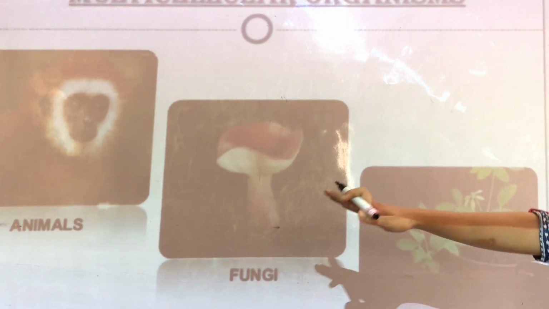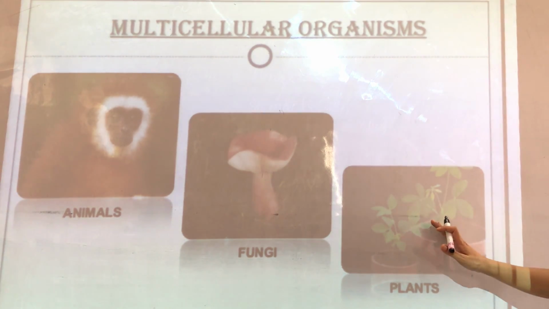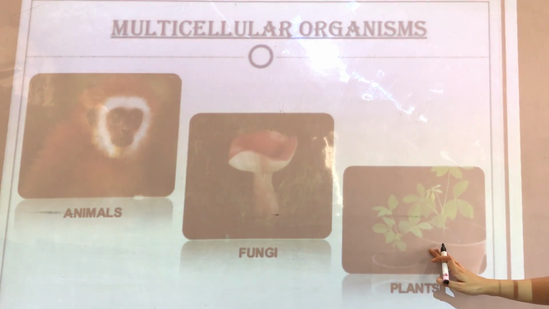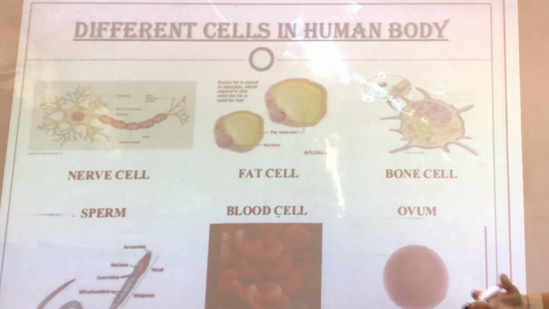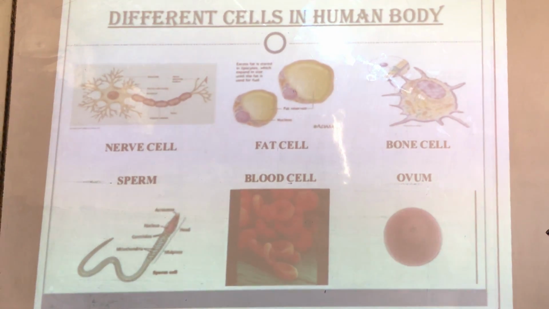So multicellular organisms are these, for example, animals, fungi, plants, and human beings also. They are multicellular organisms because they have many cells in their body. So let us have a look at the various cells in our human body.